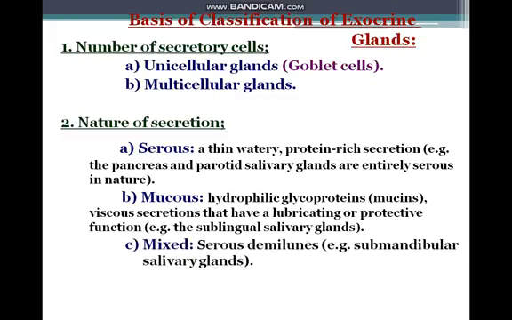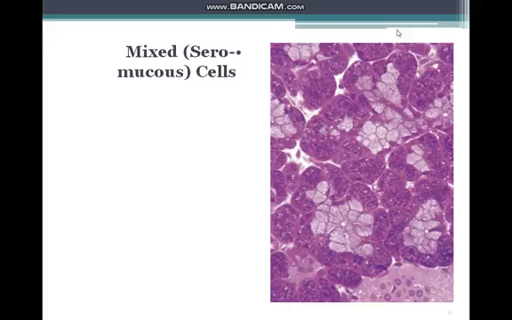And we have a mixed type, as in the serous demilune, in the submandibular salivary glands. This picture shows a section in the submandibular gland in which we have a mucous acinus, and at the periphery we have the serous region, called the serous demilune.